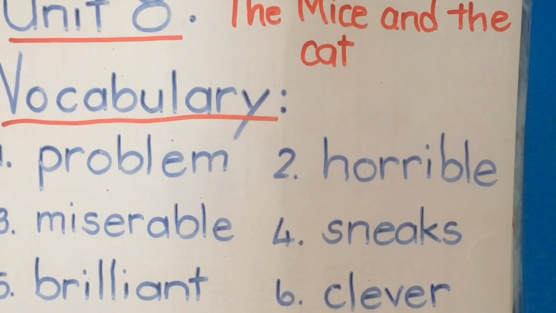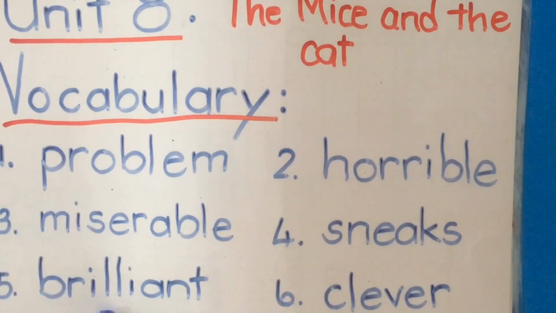Okay? Number 4, sneaks. What does sneak mean? It means to go somewhere secretly. That means to avoid being seen. So we will read about the mice, the cat that sneaks up and catches the mice so they don't see the cat. He sneaks up secretly. All right?